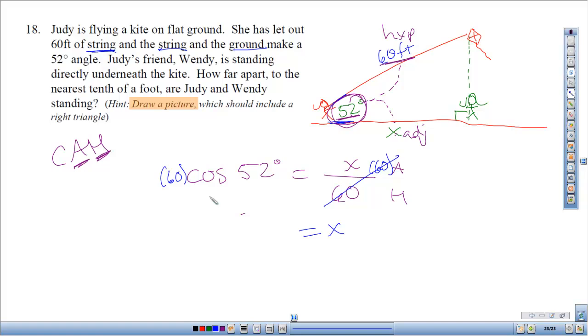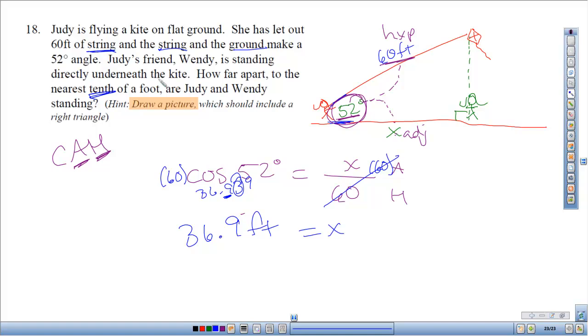I'm going to type in 60 times the cosine of a 52-degree angle. It comes out to be 36.939 actually, and they want it to the 10th. So that's the 10th right there. What would the 3 do to the 9? It would leave it. So the answer is 36.9 feet, almost 37 feet apart with that angle involved.